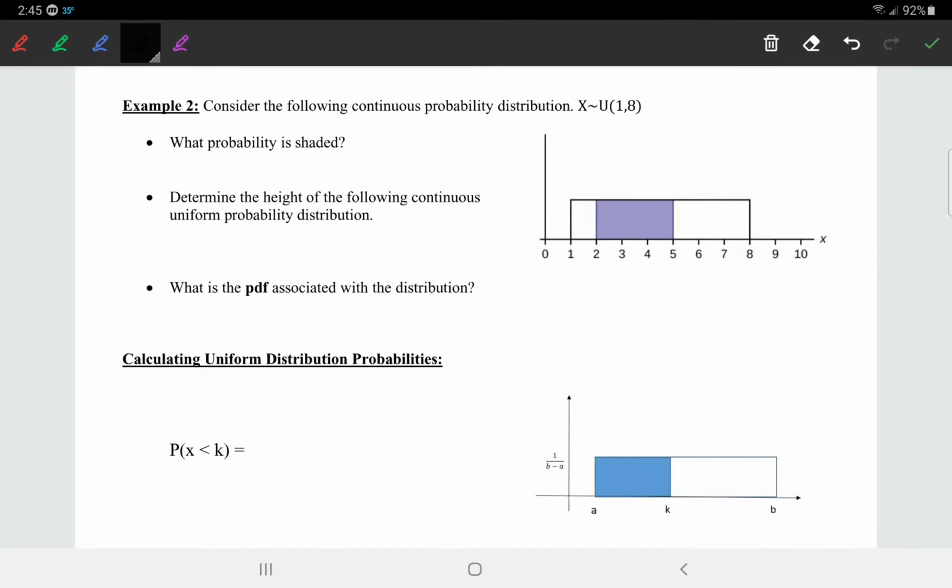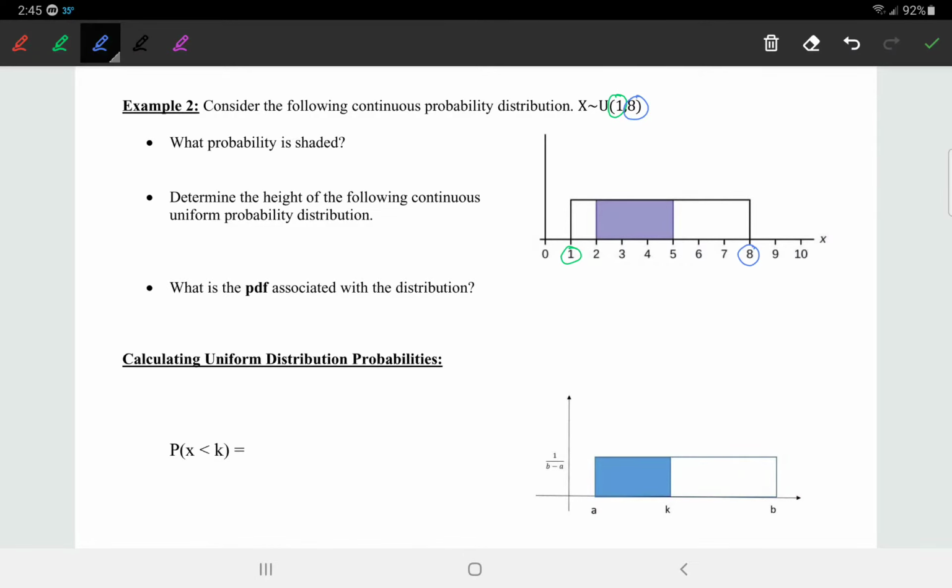So let's consider the following continuous probability distribution where X follows a uniform distribution in between 1 and 8. So the lowest value is 1, so hence the rectangle starts at 1, and the highest value is given as 8, so the rectangle ends at 8.